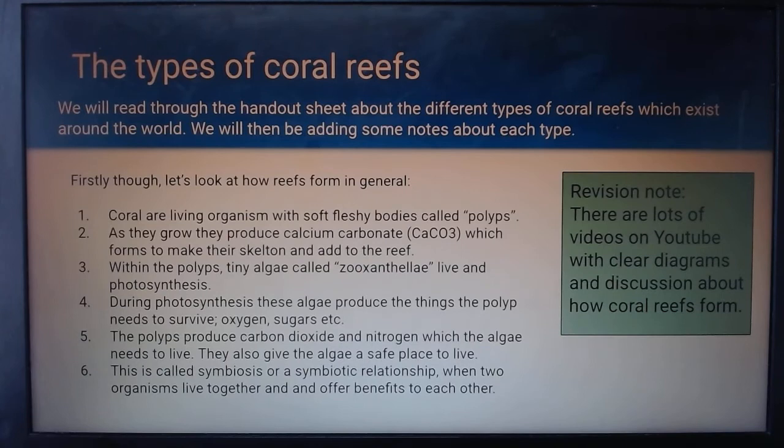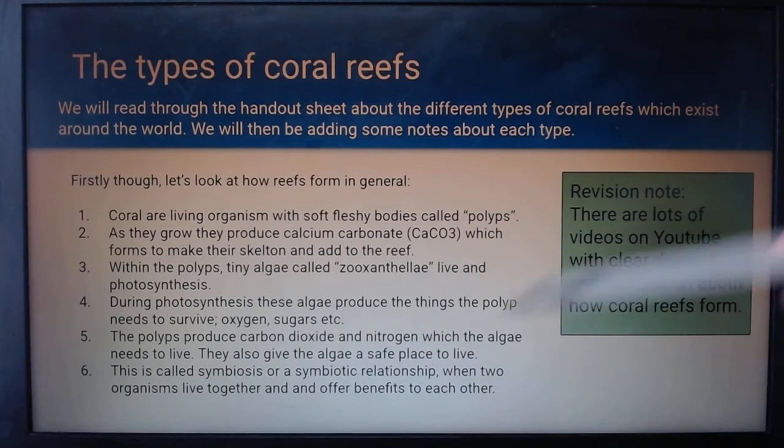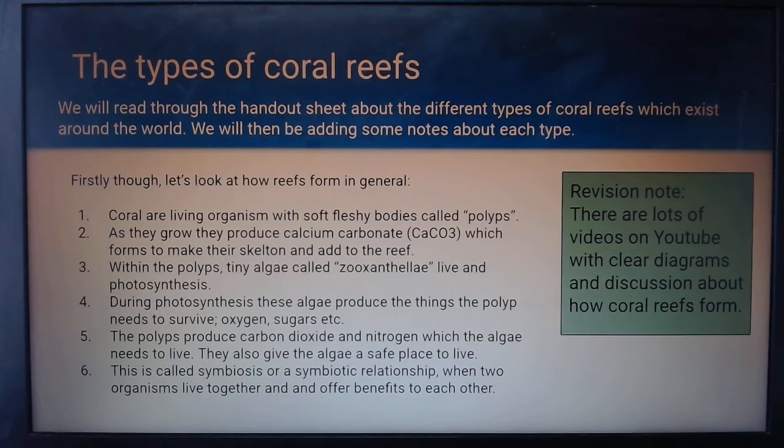Now, there are 3 main types of coral reef. Don't worry about the handout sheet. We're not reading through that. We're just sticking to the notes in the PowerPoint. So we're going to look at the types of coral reef. There are 3 main types, like I said, but before that, we're just going to run through 6 quick steps on how a coral reef actually forms. You should have done this in biology before. And I'm just going to highlight the YouTube videos again.